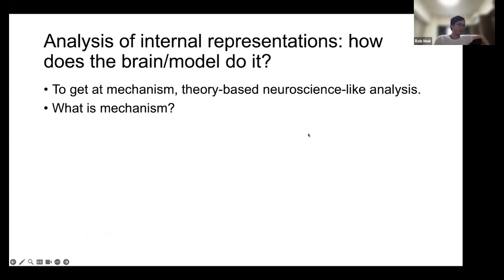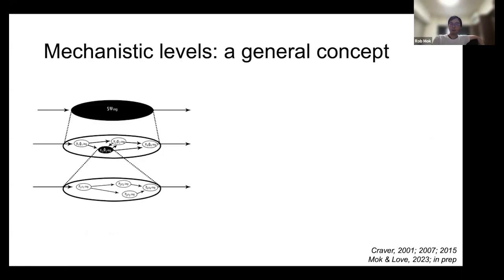So before I say how people might do it, what is a mechanism? What is a mechanistic explanation? Just very briefly, I wanted to explain this because it also relates to the second part of my talk, with some of my work. Carl Craver, the philosopher of science, talks about multi-level mechanisms.